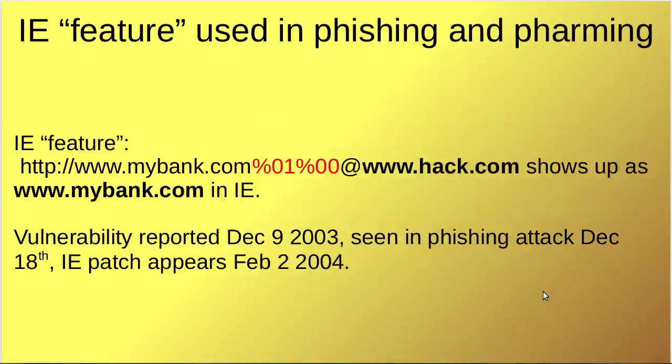So as a result, this was a vulnerability: if people were checking to make sure that what appears in their browser is what they expect, they would be fooled by this IE feature. This vulnerability was reported when people saw it on December 9th, 2003, but it was actually seen in a phishing attack nine days later. And the patch didn't appear for a couple more months, February 2nd. So this was back when Microsoft had a very poor response to security vulnerabilities.